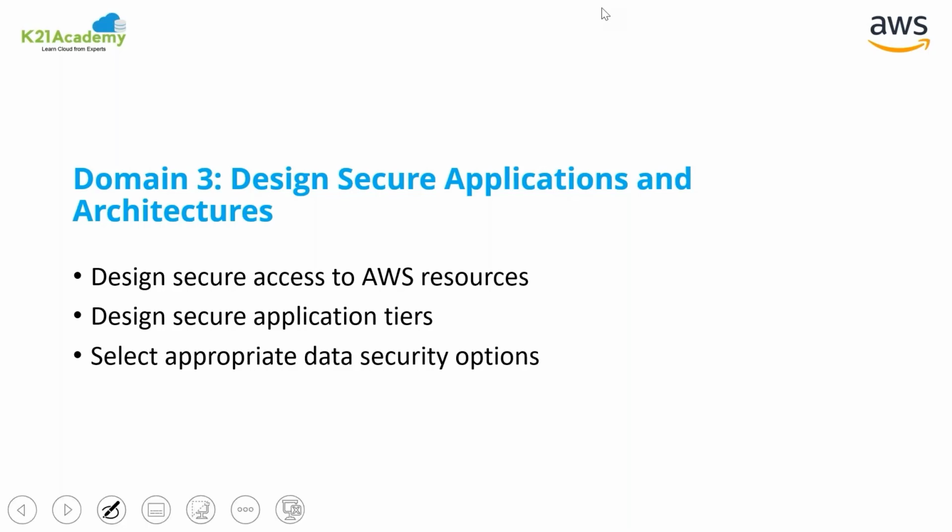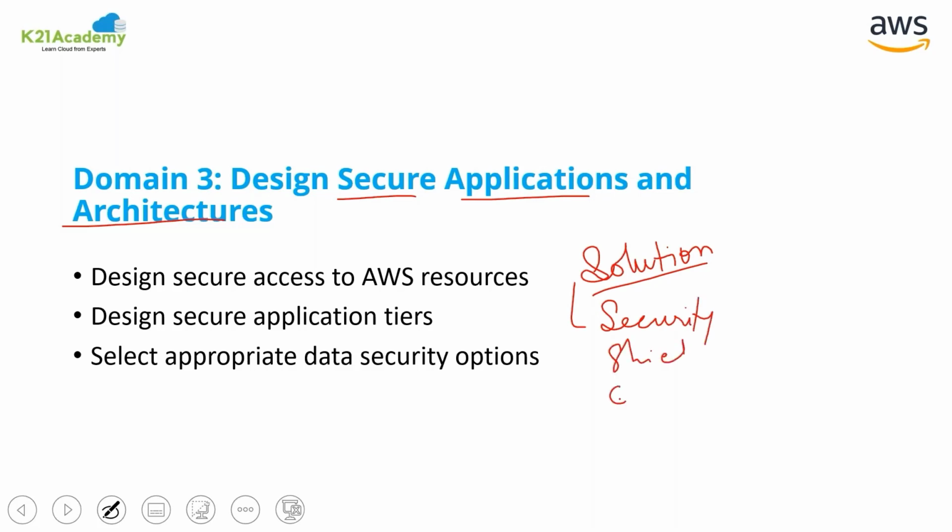The third domain that you need to consider is secure applications. The applications and solutions that you are creating should be secure solutions. Now when we talk about secure, what comes into your mind? It should be the security groups, it should be Shield, it should be Guard, it should be the network ACL, NACL. Okay, what else? You can have Inspector. What else? IAM policies.